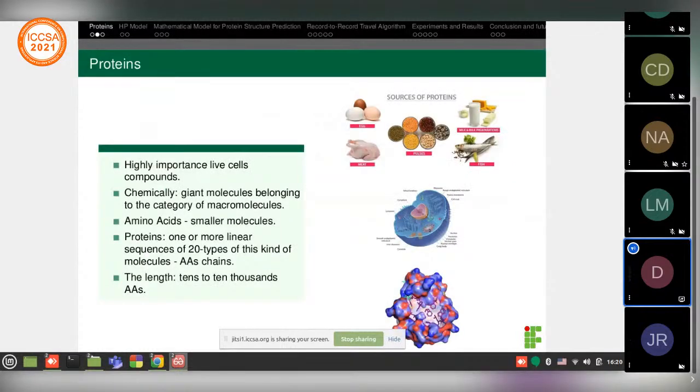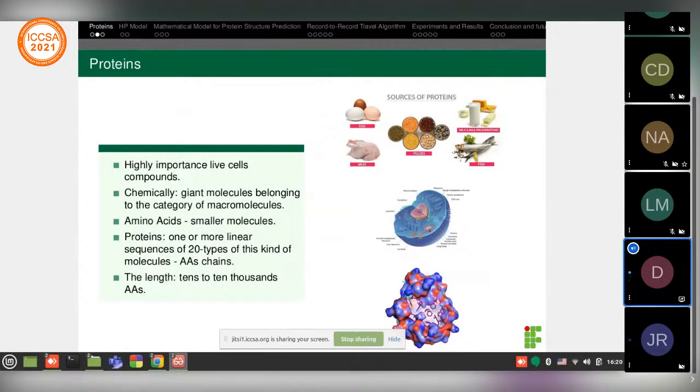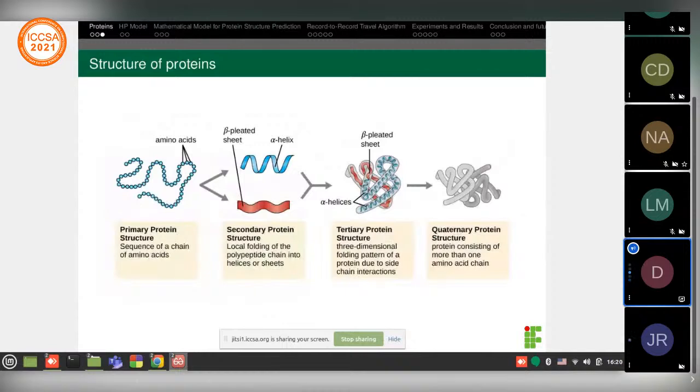We'll introduce you to proteins, because proteins are important compounds of life matter, found in all living things. They are macromolecules built of amino acids, and because they are giant molecules, they have 4 structural levels: primary, secondary, tertiary, and quaternary structure. The primary structure is synonymous with the amino acid sequence. The tertiary structure is synonymous with conformation.